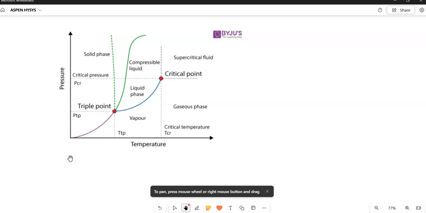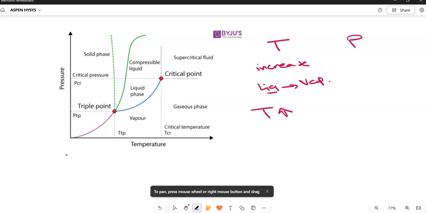At the beginning, this is simple information: we have a temperature and a pressure. If we increase the temperature and we have a liquid, the liquid will evaporate until it turns into a vapor. So with temperature increasing, we are moving from liquid to vapor. Temperature decreasing is the opposite, so we move from vapor to liquid and from liquid to solid.